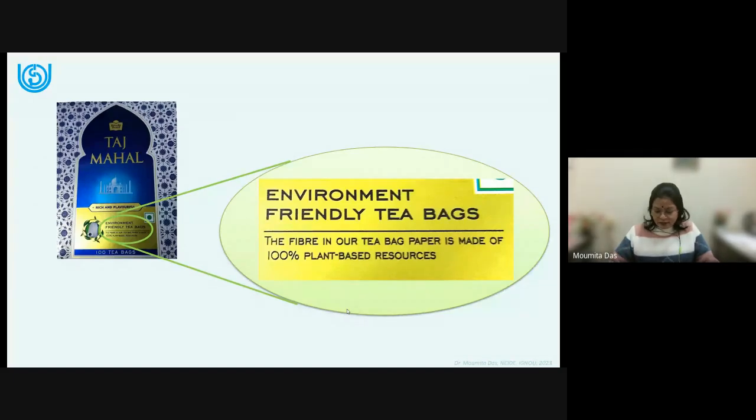Now that is food grade plastic. It's quite harmful, and also it doesn't decompose. So somebody came up with this idea of having a tea bag paper which is made of 100% plant based source.